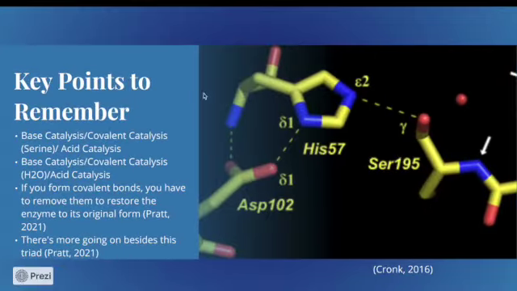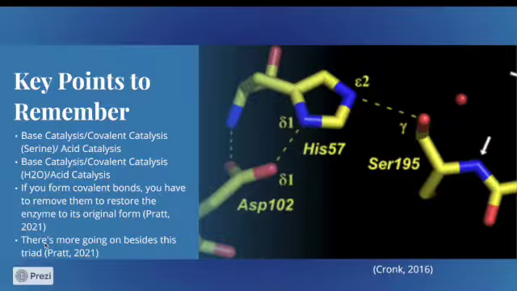Let's see. So that's basically the mechanism, but there are still some key points to remember. Just as a summary here, it's going to be the same kind of process repeated twice in this enzyme. There's going to be a base catalysis, a covalent catalysis, first time with a serine, and then an acid catalysis to cleave that peptide bond. The second phase of this cycle is going to be a base catalysis, a covalent catalysis, this time with water, and then an acid catalysis, this time cleaving that initial covalent bond between the enzyme and the substrate. Because if you form covalent bonds, you're going to have to remove them in order to restore the enzyme to its original form, because the enzyme is going to remain unchanged at the end.